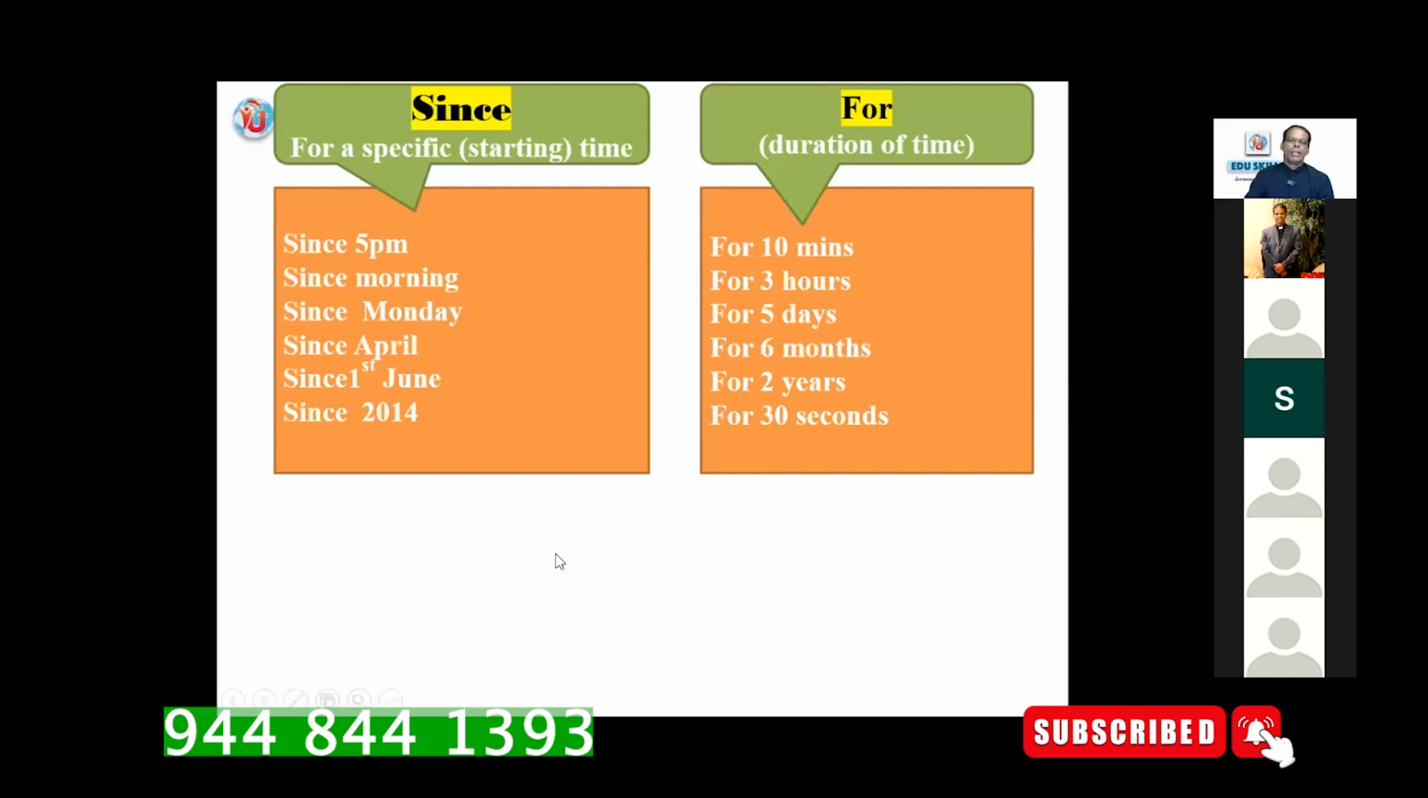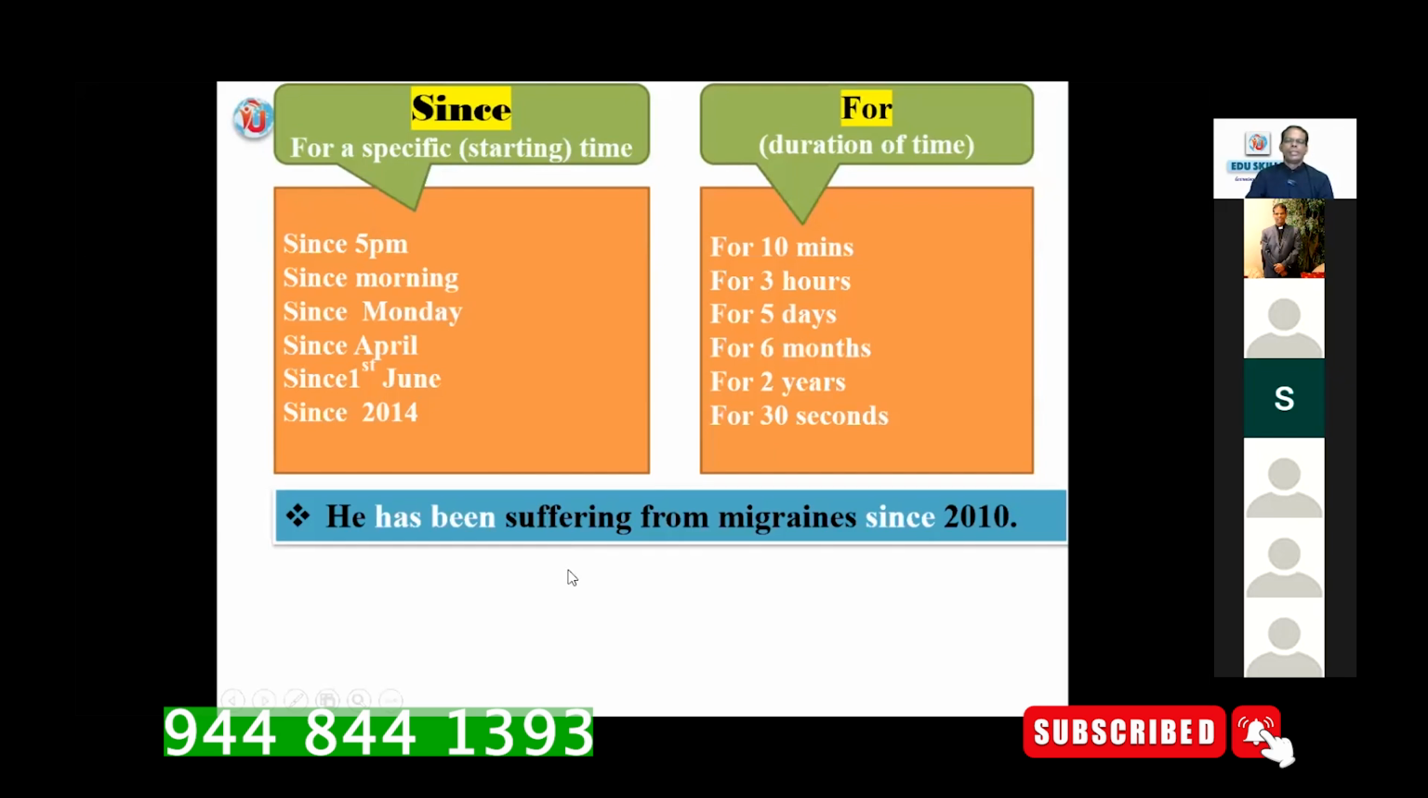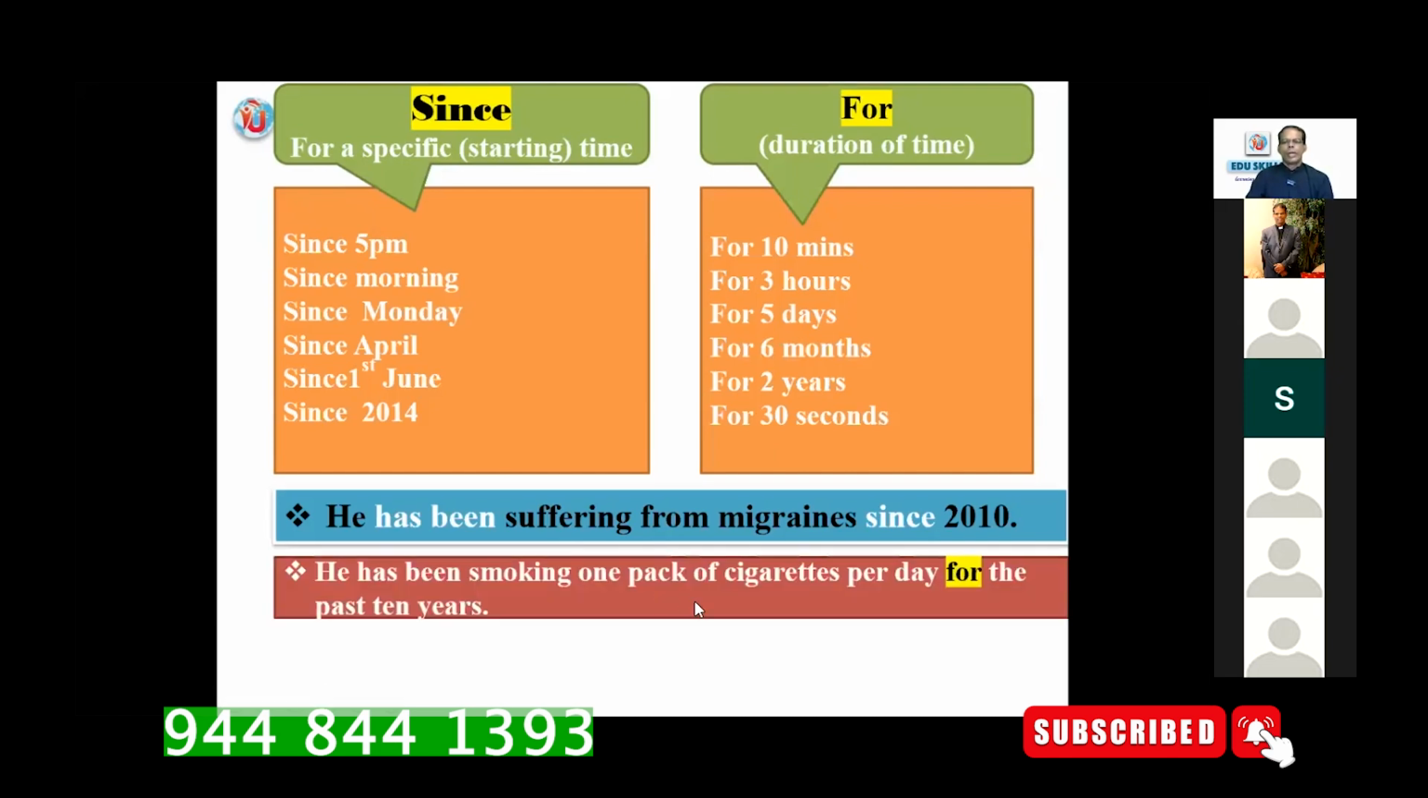That makes a clear difference. Don't use them interchangeably. He has been suffering from migraines since 2010. He has been smoking 1 pack of cigarettes per day for the past 10 years. Past 10 years is the duration. Since means the starting time is mentioned and it says he is continuing till today, but we don't know about the future. For means a specific duration, from this time to this time, a starting time and an ending time, whereas for since we only have a specific starting time. Hope that is clear for you.